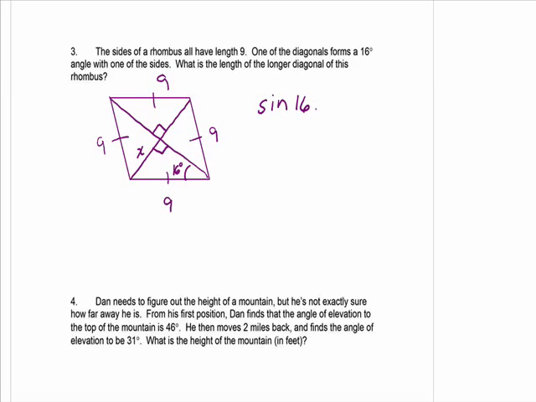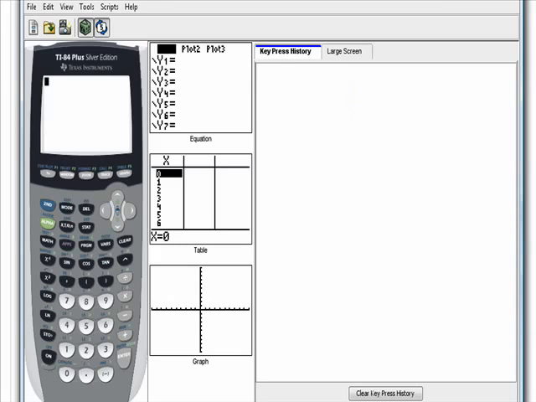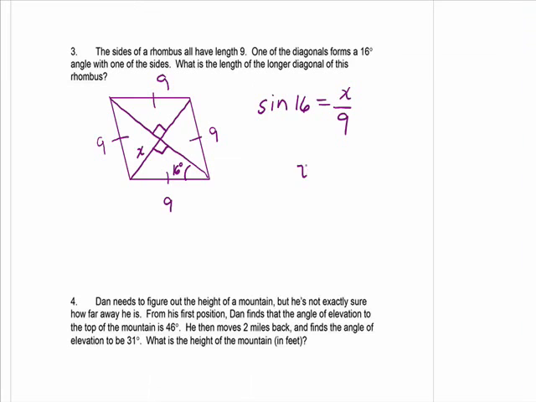Alright, so sine 16 equals x over 9. So I'm going to have to multiply the sine of 16 by 9. So I'm going to go to my calculator. 9 sine 16. We get the missing leg to be about 2.5. Now if x is 2.5, what's the length of the entire diagonal? Double it, 5. Good, so the one diagonal is 5.